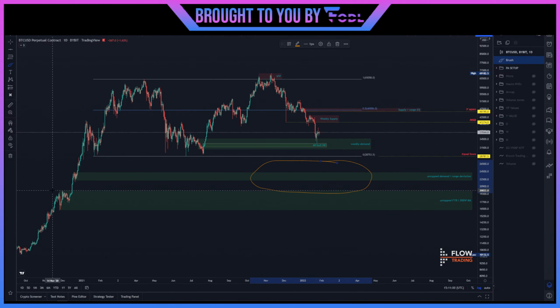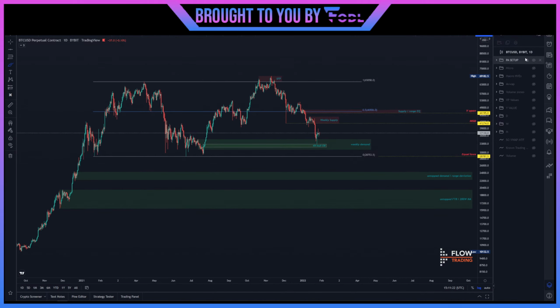I'm looking at this area here as a bounce, and that's a high probability trade in my opinion, purely because this is untapped. It's an FTR that's been untapped, and it's also the 200-week moving average. So that's something to take into consideration, and I've already showed you that on a different chart as well, so I'm not going to go into it. But yeah, that's essentially the price action setup.